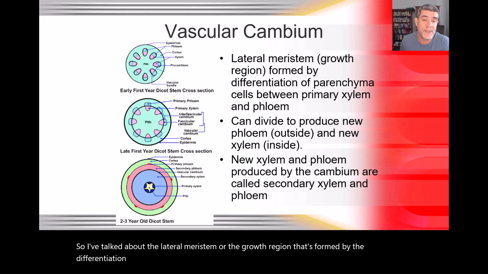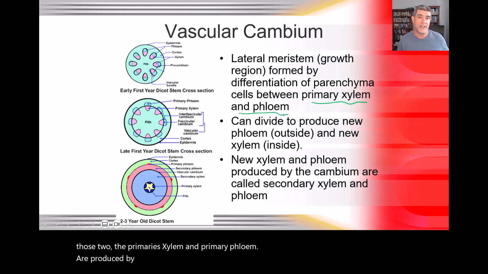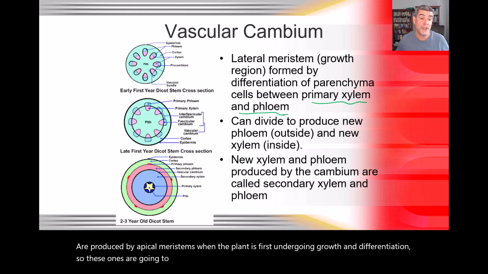So I've talked about the lateral meristem or the growth region that's formed by the differentiation of parenchyma cells between the primary xylem and the primary phloem. And those two, the primary xylem and primary phloem, are produced by apical meristems when the plant is first undergoing growth and differentiation. So these ones are going to divide and produce new phloem towards the outside of the plant.